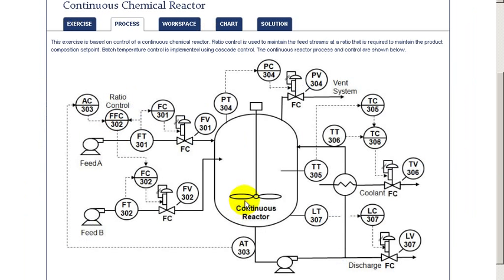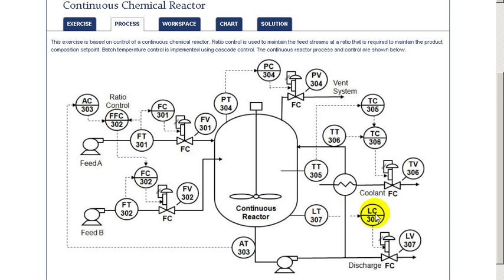For this workshop, we have a complete dynamic simulation of a continuous reactor. The feed A to the reactor is the primary feed and is under flow control. A second feed B is ratioed to the feed A through a ratio controller. The pressure is maintained in the column in the reactor by a vent system, and the temperature of the reactor is maintained through a cascade control strategy based upon the outlet temperature.